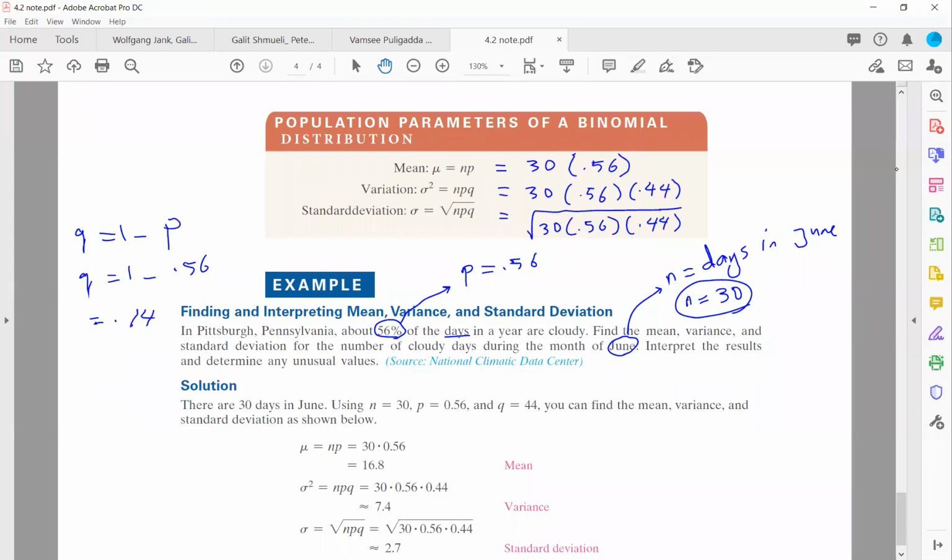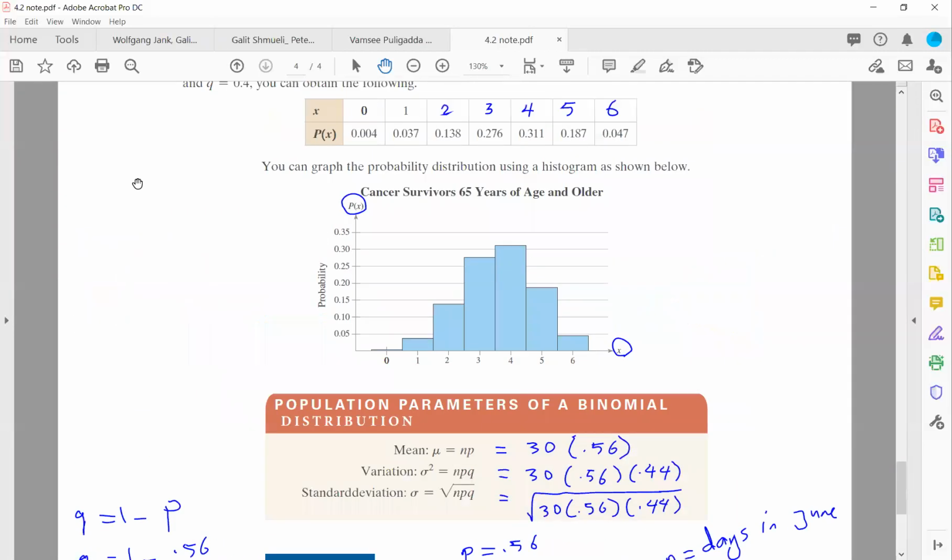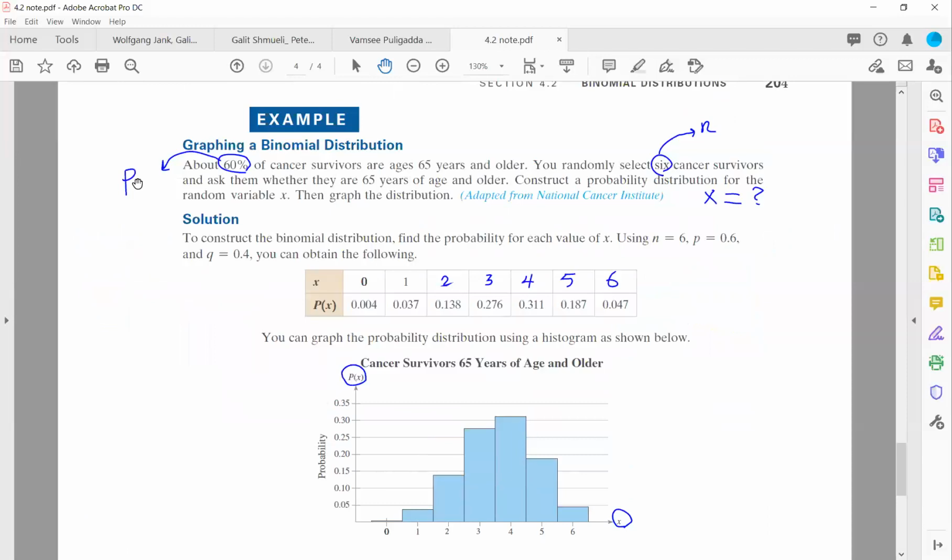Make sense for everyone? Perfect. Bethany, your previous example, this one? Okay, perfect.